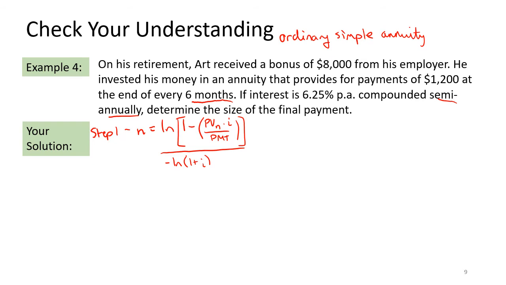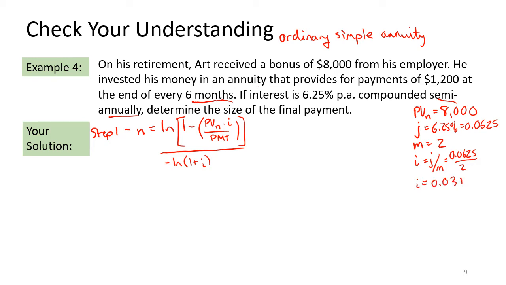So, what do we know in this question? Again, our present value in this case is $8,000. That's how much he's starting with. The nominal rate of interest, J, is 6.25%, which is equal to 0.0625. Interest is compounded semi-annually, so M is 2. So our periodic rate of interest, I, which is J divided by M, is 0.0625 divided by 2. Or in other words, I is equal to 0.03125. Okay, and again, I use a lot of decimal places because it's an exact number.